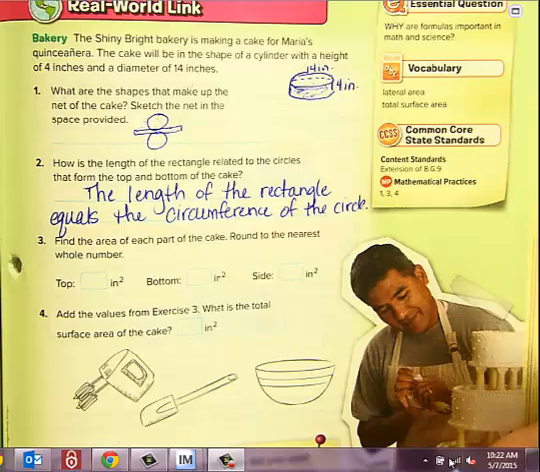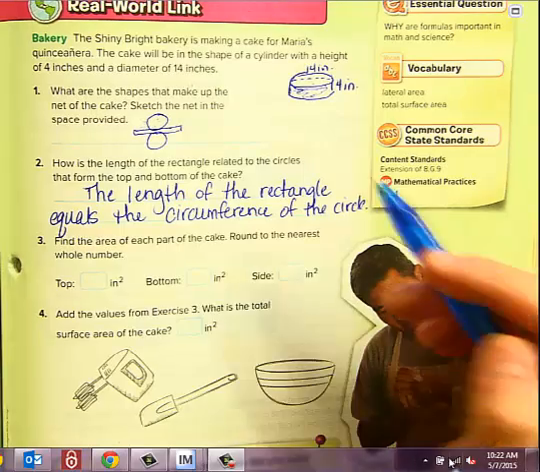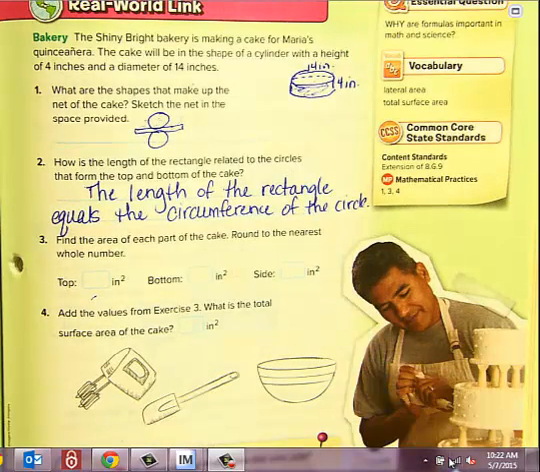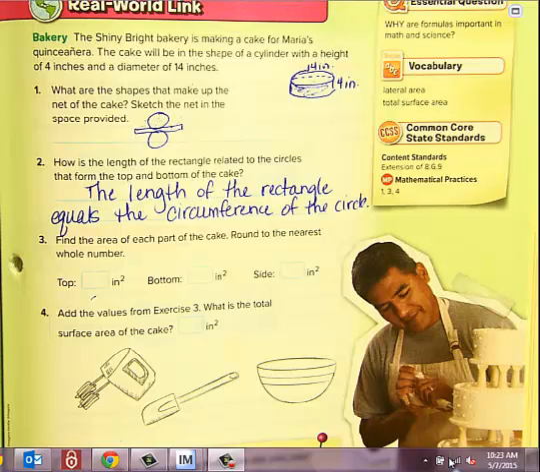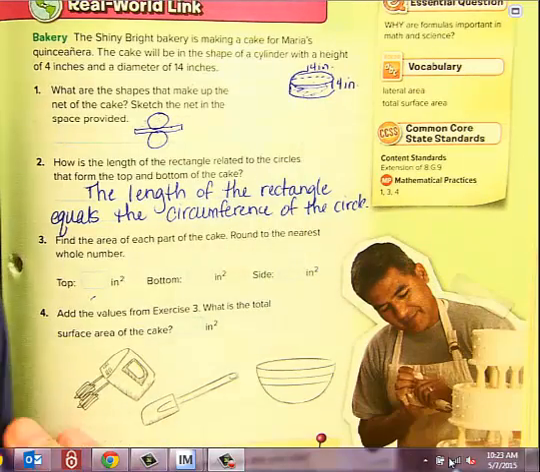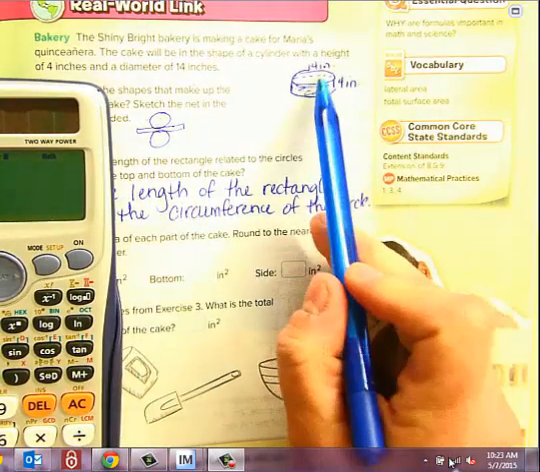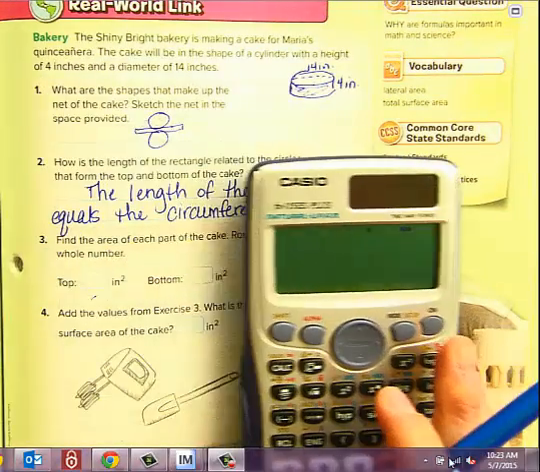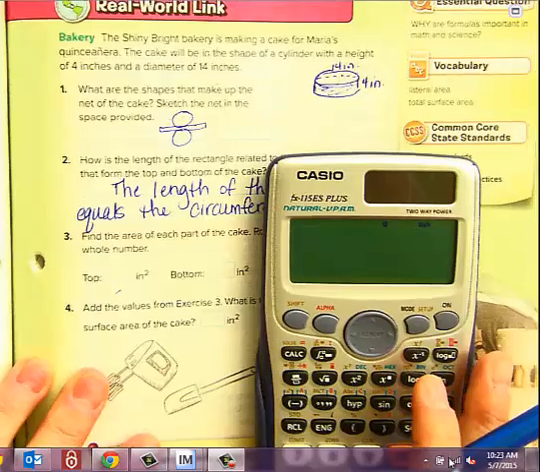Okay? And it says find the area of each part. Well, let's find the area at the top. Hopefully you remember that to find the area of a circle, you're going to take pi r squared. Okay? So the area of the circle is pi r squared. So this is the diameter. I don't want the diameter. I want the radius. So I have to divide that by 2.